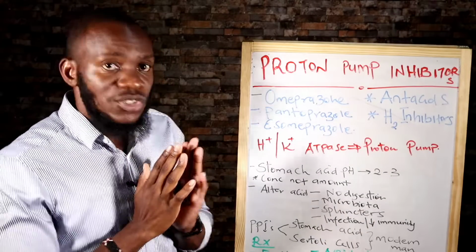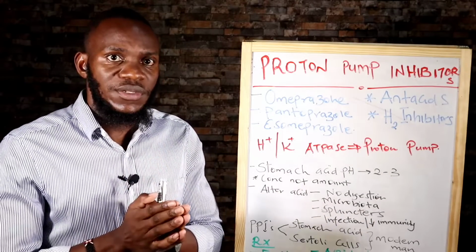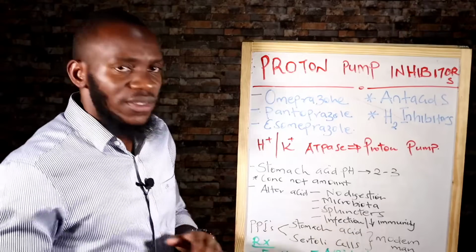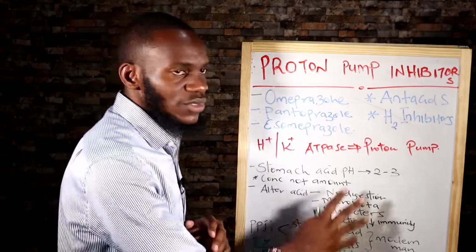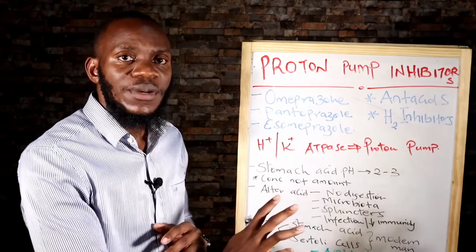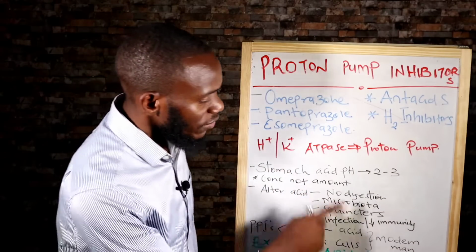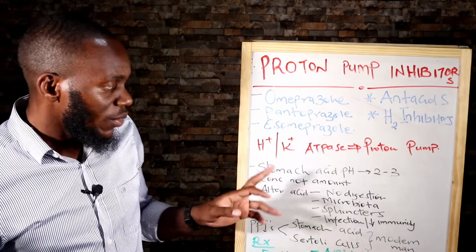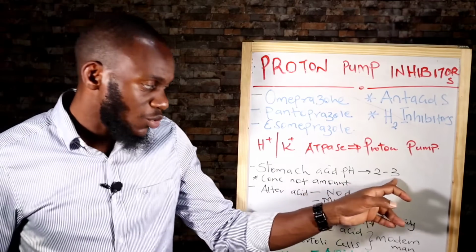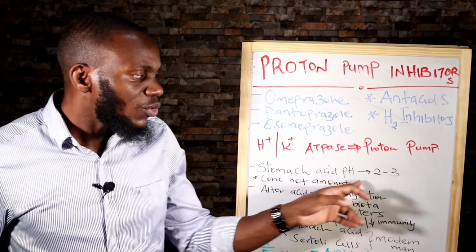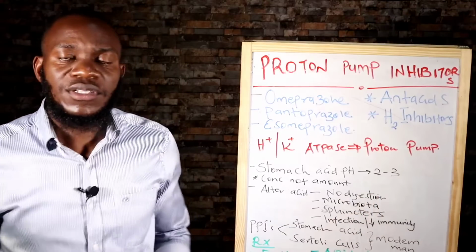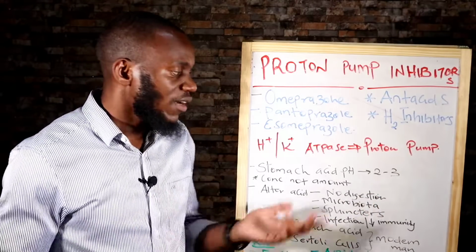We already said that stomach acid is supposed to be highly concentrated. Now anything that affects the stomach acid concentration is going to mess up the stomach environment. And remember, if you mess up the stomach environment, you'll have several factors, because now you see the concentration we already said is 2 to 3.